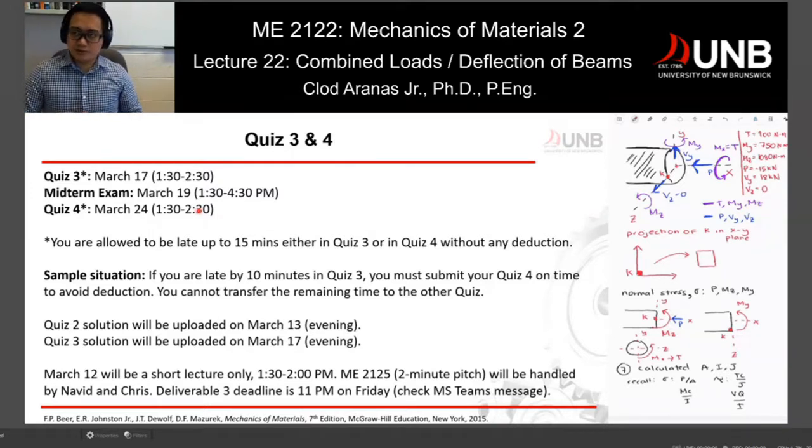Just so you will not be pressured to submit super in time, I made an adjustment for quiz number 3. You are allowed to be late up to 15 minutes in either quiz 3 or quiz 4 without any deduction. So let's say if you feel that you need more time in quiz 3, you can be late 15 minutes. That's okay, but it should only be once. It's either quiz number 3 or quiz number 4. It should not be both.